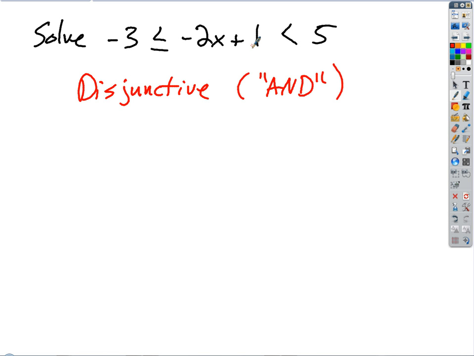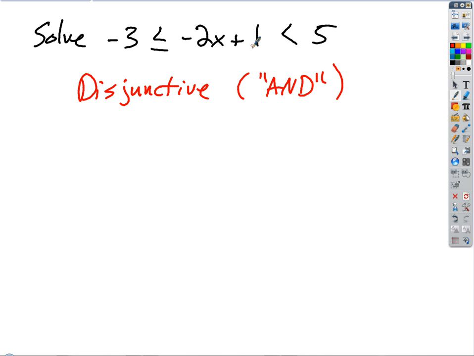Yes, ma'am? So you're saying you have to find one answer and then see if it works for the other side? Well, like we talked about the day before yesterday, when we are solving a compound inequality, what that always means is we're finding the value, or in this case, values, of the variable x that satisfy the original compound inequality. We have to find all the values of x that make this work.